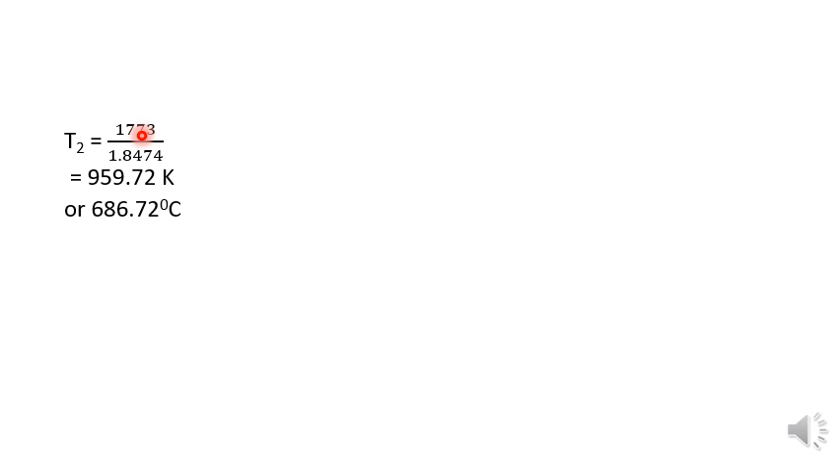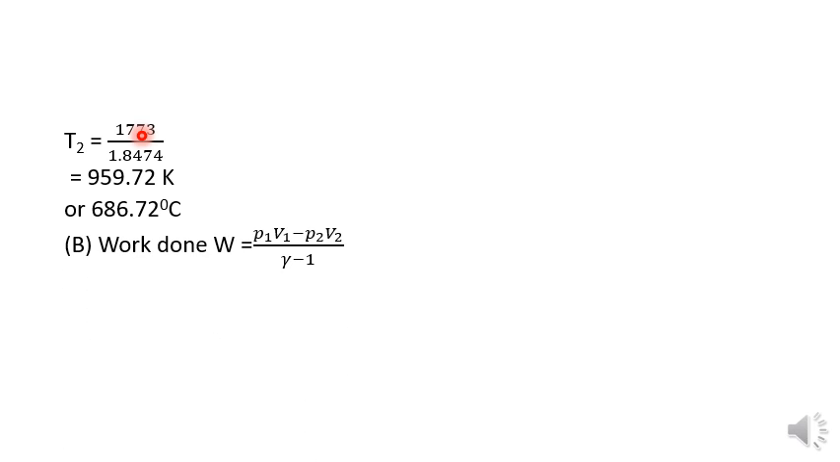Then calculate the final temperature. For the final temperature, you use the relation between pressure and temperature: T1 by T2 is equal to (P1 by P2) whole power (gamma minus 1) by gamma. In the problem they gave the P1, P2 and T1 values. Substituting all the values here, we will get the T2 value.